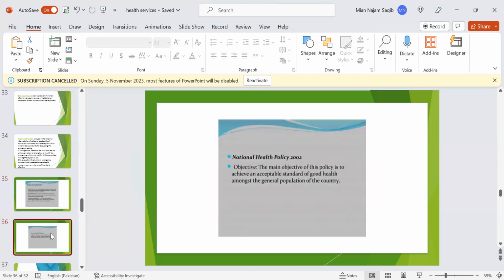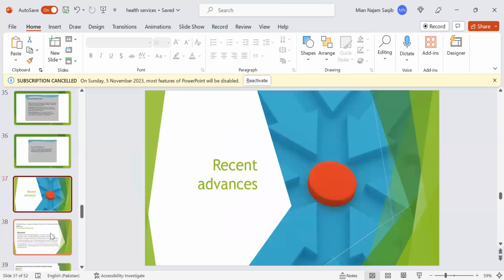The National Health Policy of 2002: the main objective of this policy is to achieve an acceptable standard of good health amongst the general population of the country.